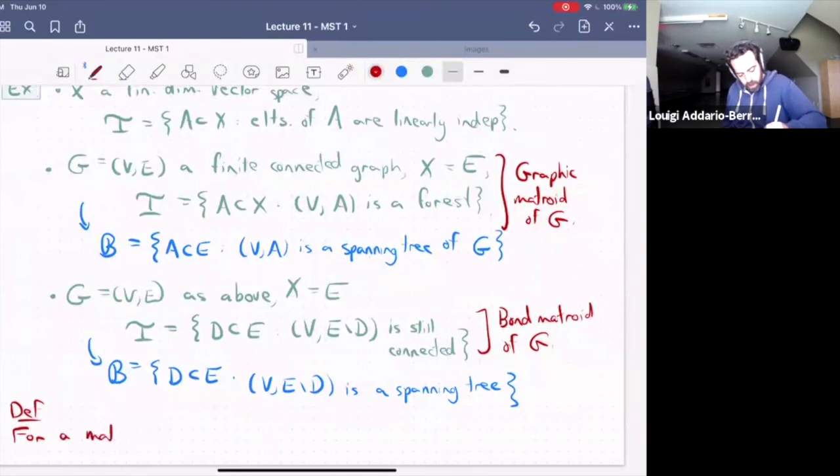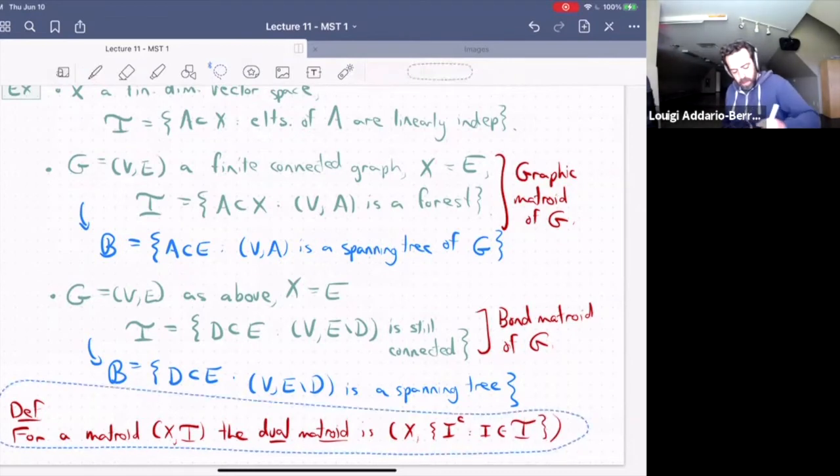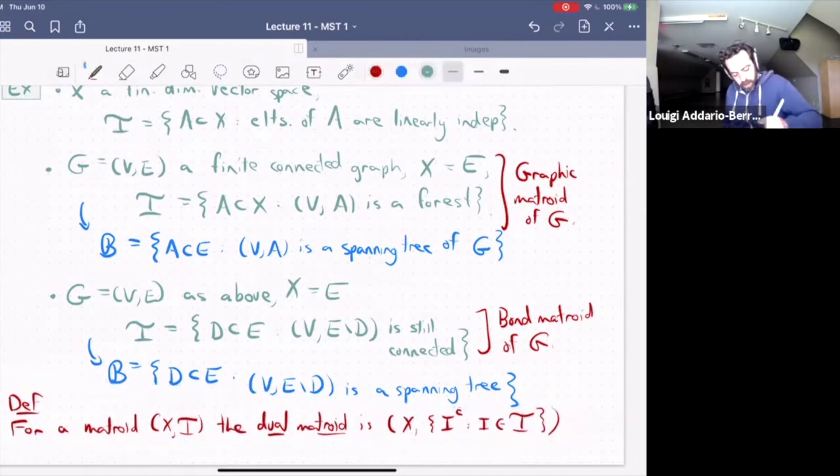And so the definition is, for a matroid (X, I), the dual matroid is X with independent sets now given by the complement of the original independent sets. Okay, so I'll leave as an exercise: if X is finite, then the dual matroid is indeed a matroid.